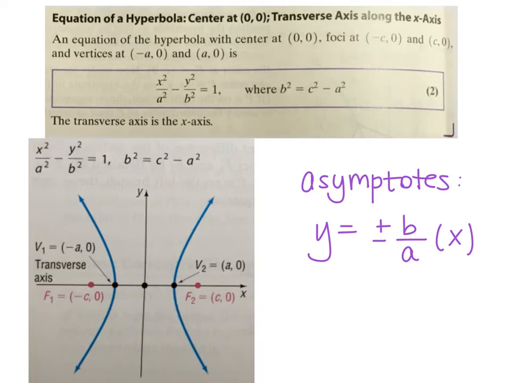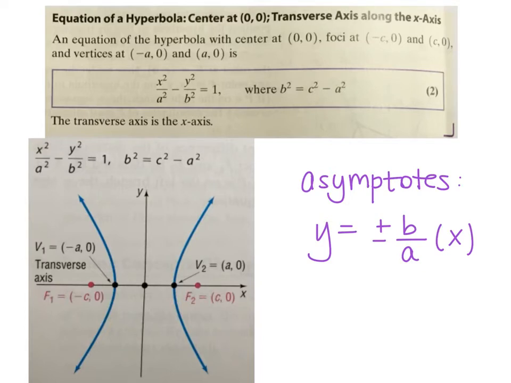And also, much like with an ellipse, if it is along the x-axis, the foci are going to be plus or minus c, 0, and the vertices are plus or minus a, 0. So that doesn't really change. What does change is our equation and how to find these other elements here.